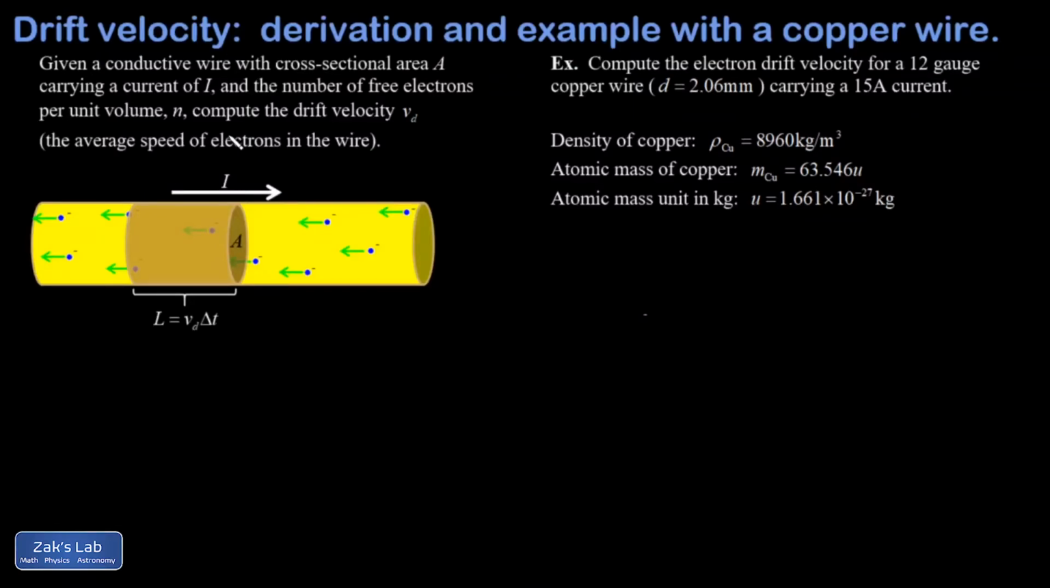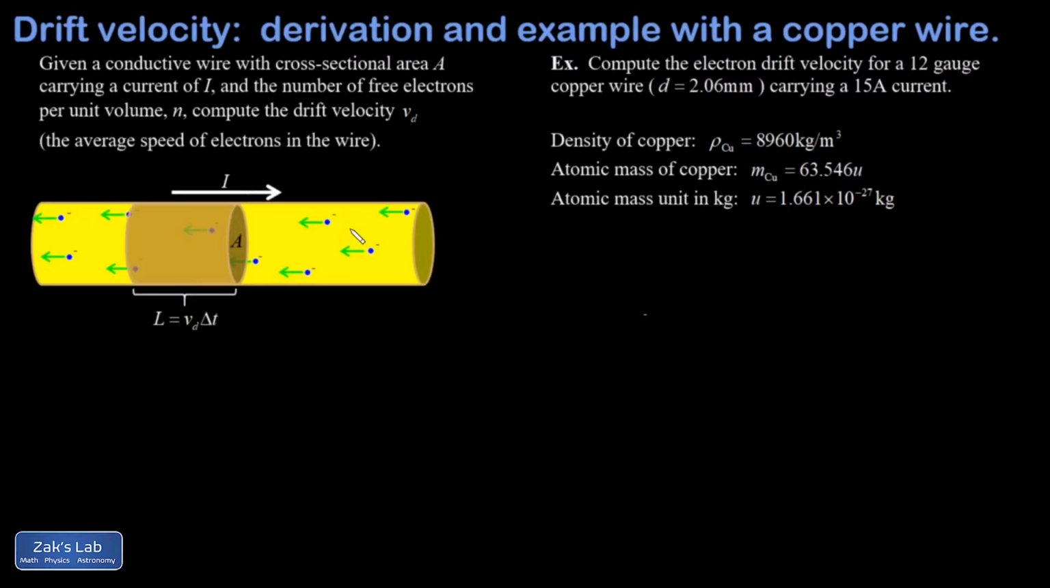In this video, we're computing the drift velocity of electrons in a conductor. So in the picture, I've shown a little section of a wire. I have the current magnitude I labeled going to the right, and then I'm showing the electrons moving to the left. That corresponds to a rightward current because electrons are negatively charged.